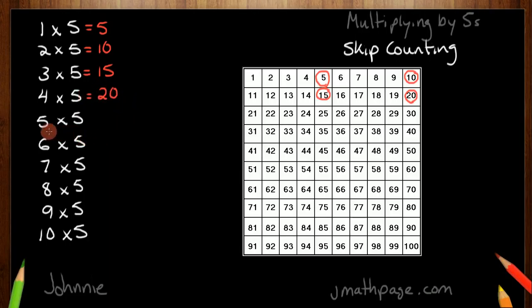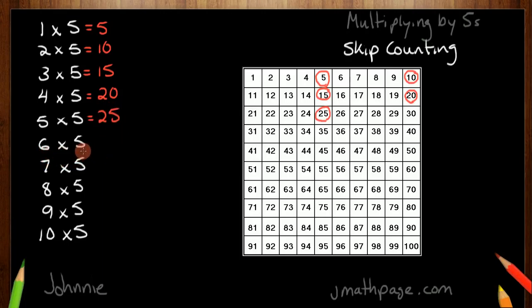The next one, 5 times 5. So let's skip count by 5 5 times. We've done this 1, 2, 3, 4. Now we have to add on, right? 1, 2, 3, 4, 5. If I add 5 more, I end up at 25. So this tells me that 5 times 5, or 5 skip counted 5 times, takes me to 25.